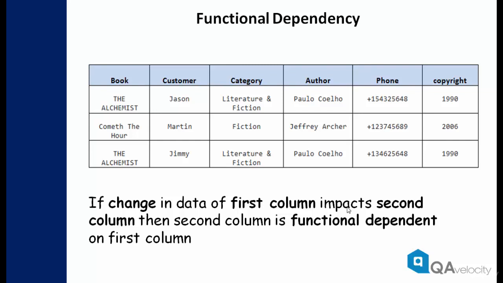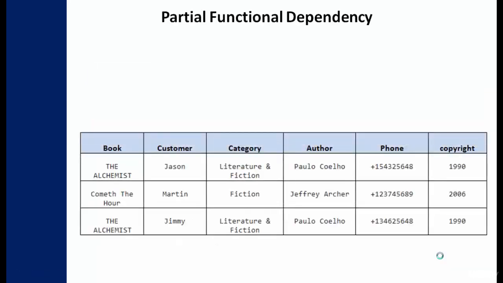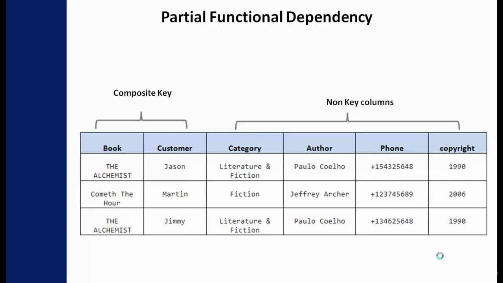By the word functionally dependent, what I mean is if you change book, category, author and copyright will automatically change. In this table, we are treating books and customers as composite key. So book and customer, both columns would be known as composite key columns, and the rest of the columns would be known as non-key columns.